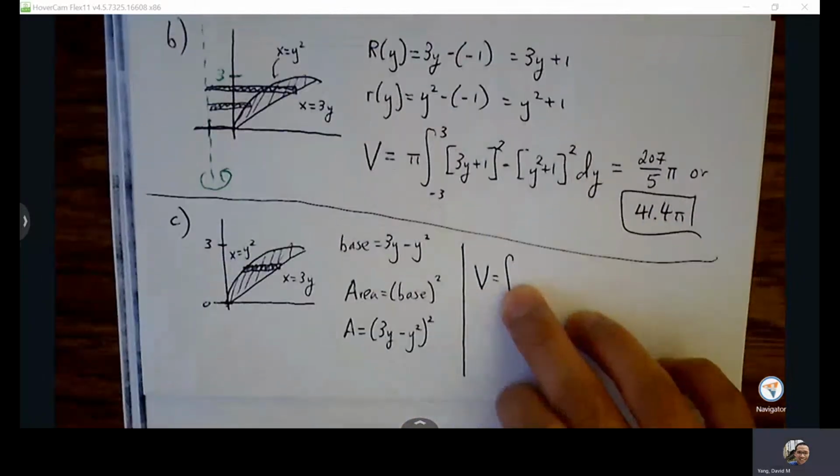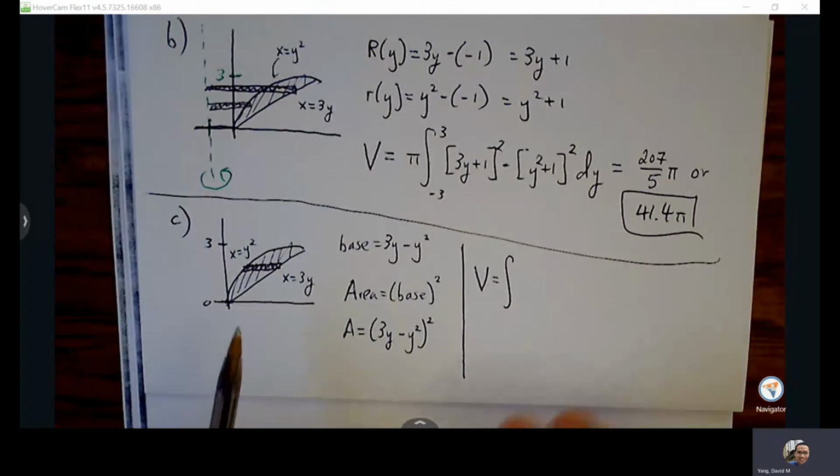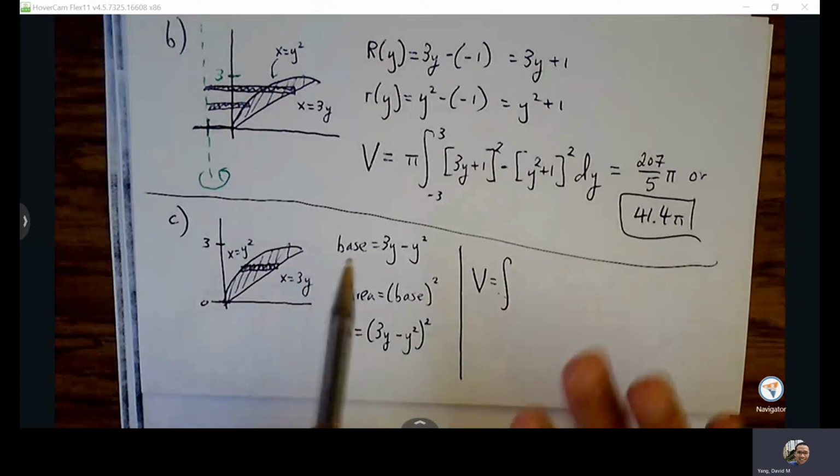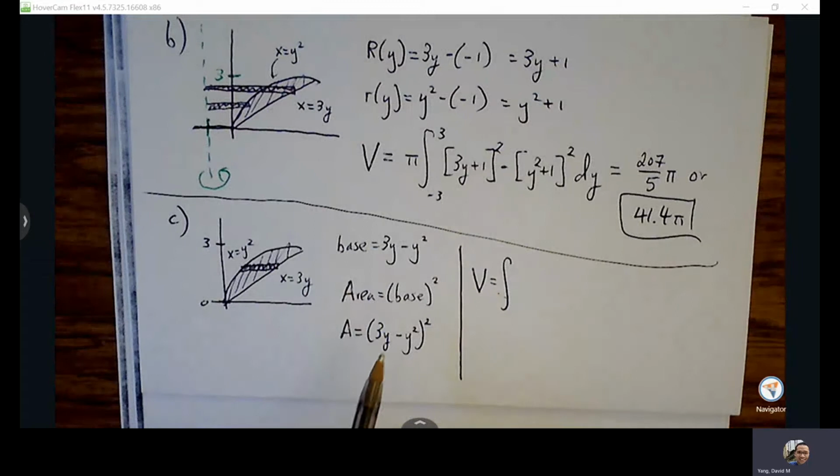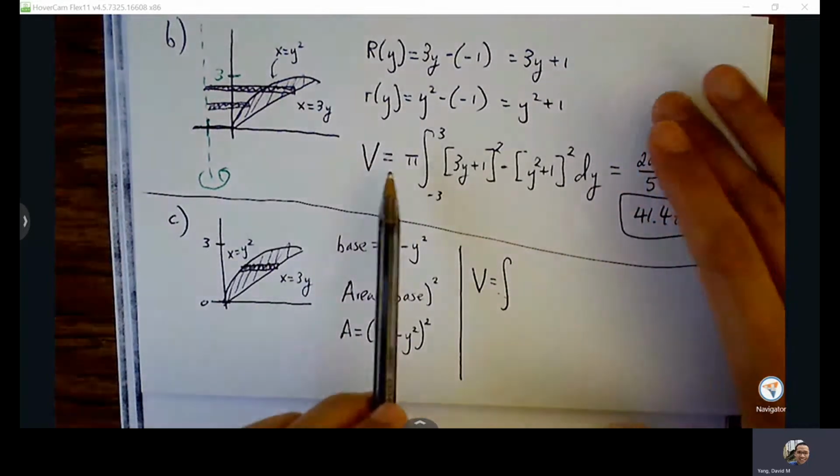No pi involved here. There's no circle here. We're building squares. We don't put pi in front. We only put pi in front if it's semicircle for cross section, or if it's disk or washer method.